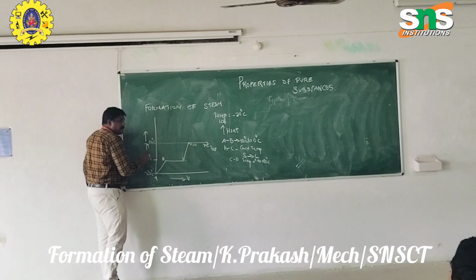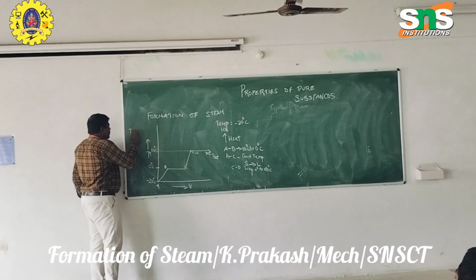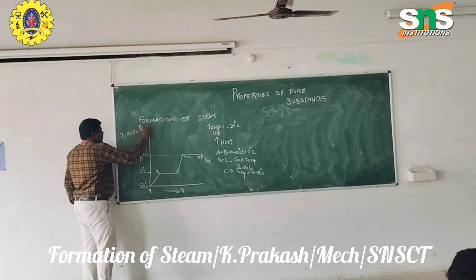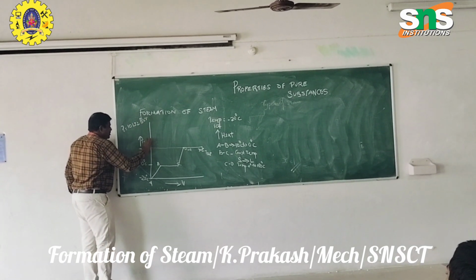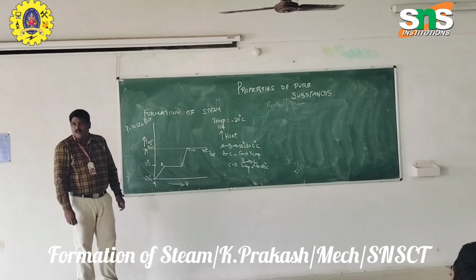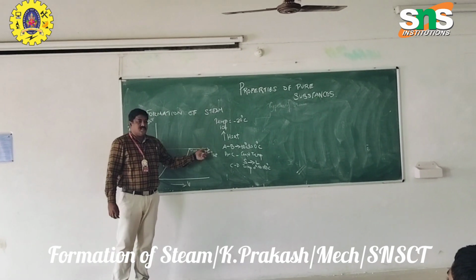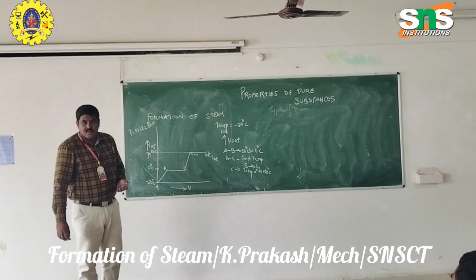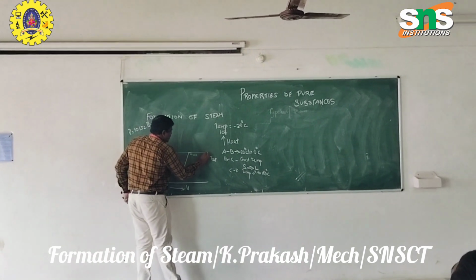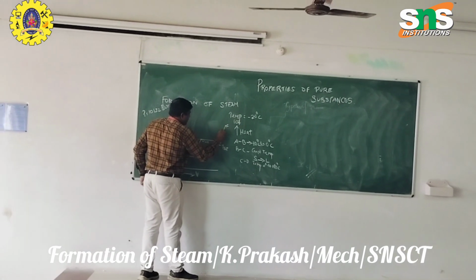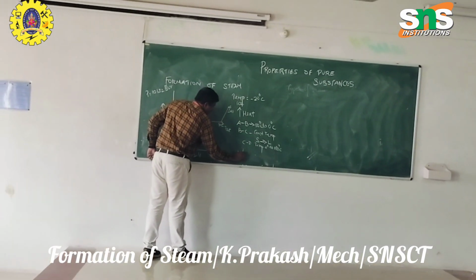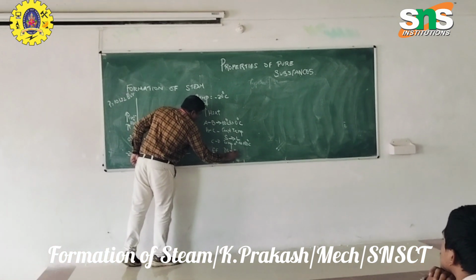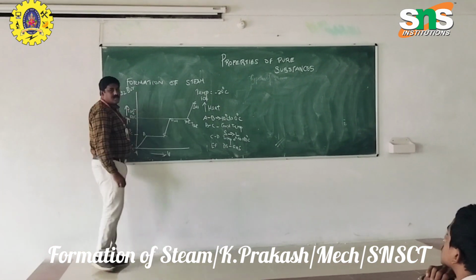Here, for atmospheric pressure, that is 1.0132 bar, the saturation temperature is 100 degree. Now at E it is dry steam. When you continuously heat this dry steam, the temperature again increases and it becomes superheated. So E to F, dry steam is converted into superheated steam.